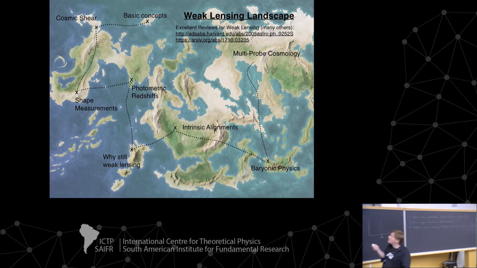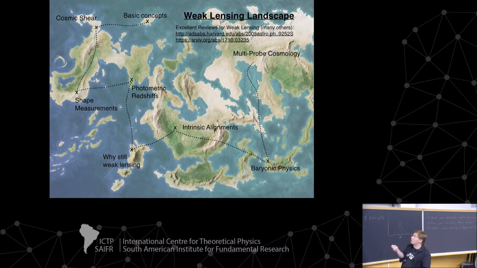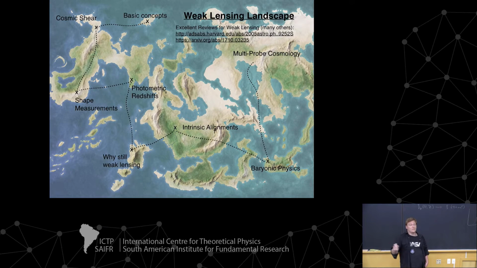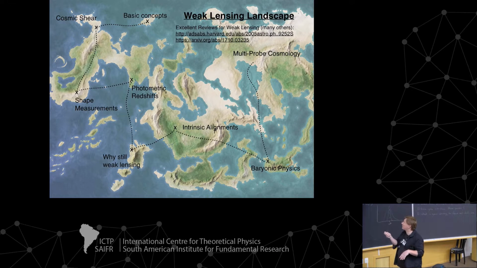So the weak lensing landscape: basic concepts of lensing, cosmic shear, shape measurements, photo Z's. And after photo Z's, there is always this small detour: why do you still want to do weak lensing? And then there are astrophysical systematics, intrinsic alignment, baryonic physics. And after you've explored all of these systematics, you usually end up with, okay, I'm not just going to do weak lensing. Now I'm going to do multiple probes, because that helps a lot with some of these systematics.